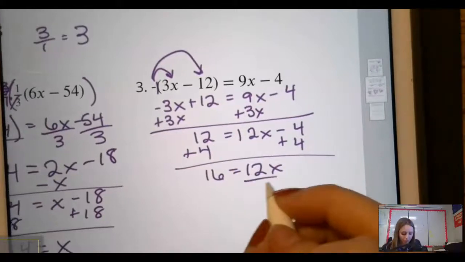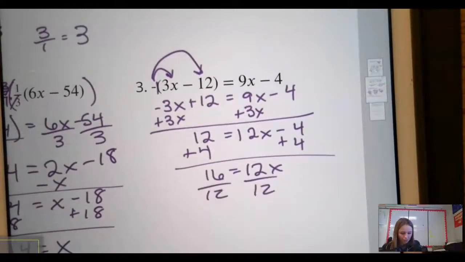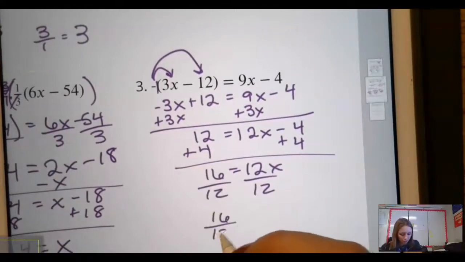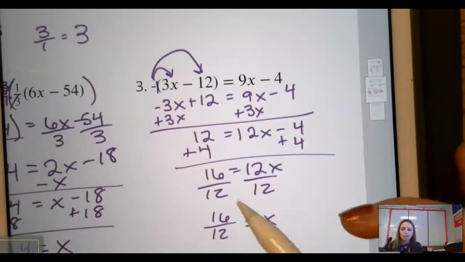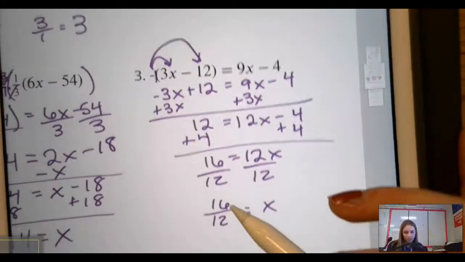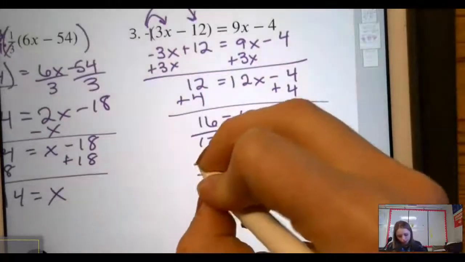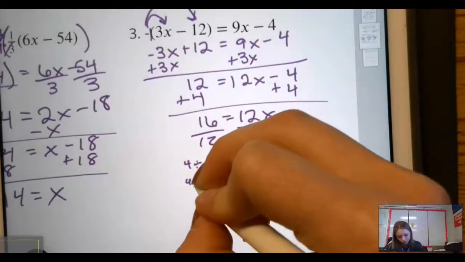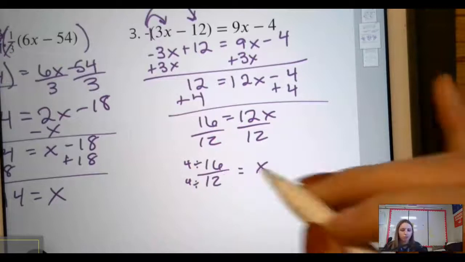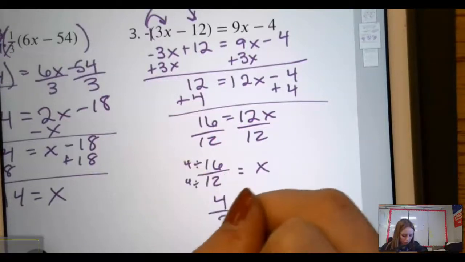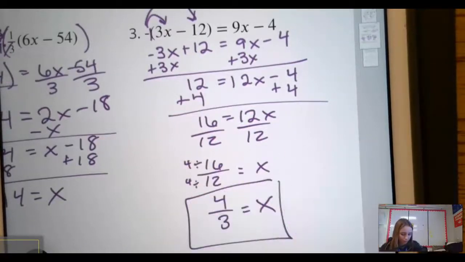Now I need to divide by 12 on both sides, and I get 16 over 12 equals x. Now can we reduce this? Yes. 4 can go into both of those. Divide both of those by 4, and we get 4 over 3 for x.